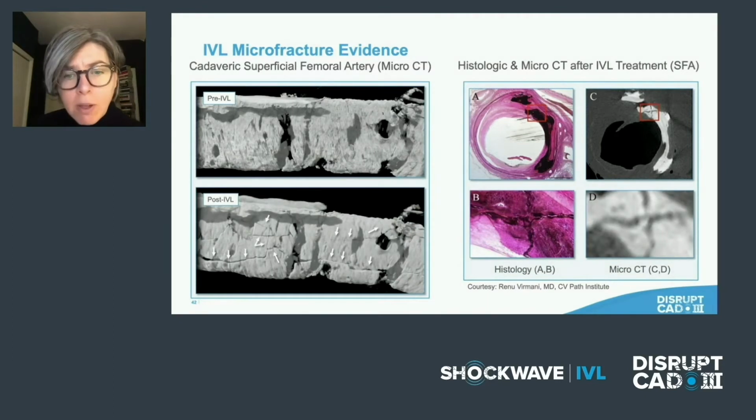And this is some data from the femoral artery where they used micro-CT and histological samples, which shows this phenomenon of these microfractures that you can't pick up with the resolution of OCT. And the suspicion is that this is the same mechanism in the coronary artery, with an intention to go on and perform cellular analysis to confirm this.